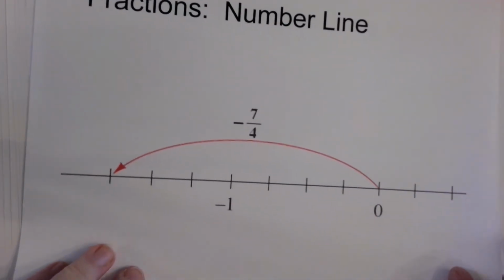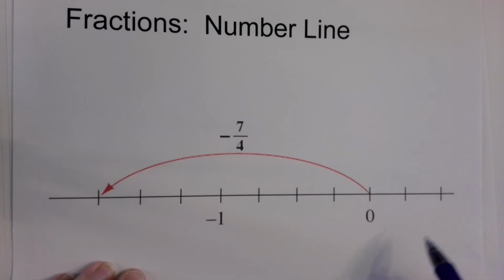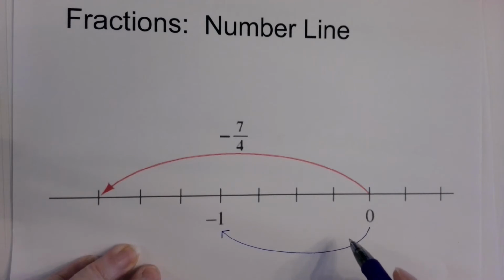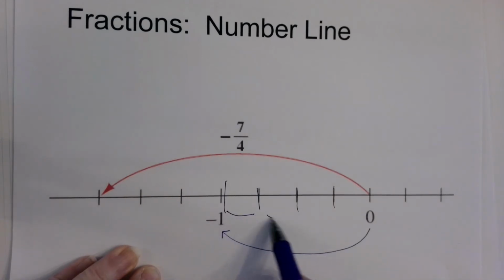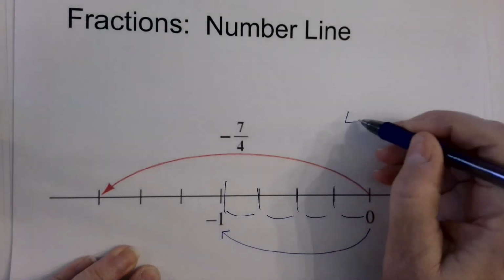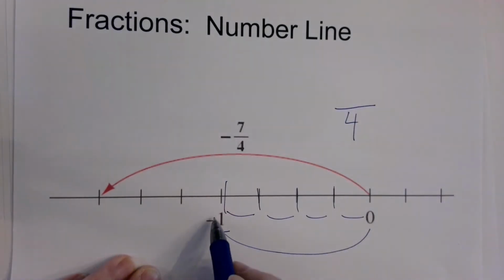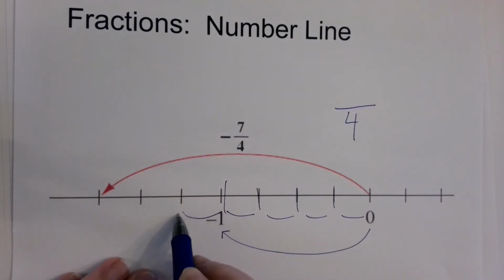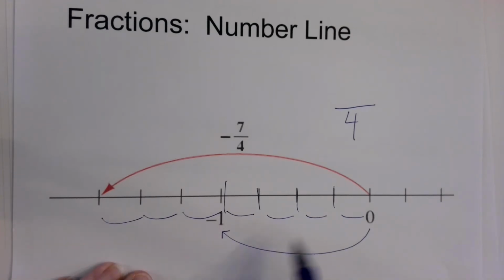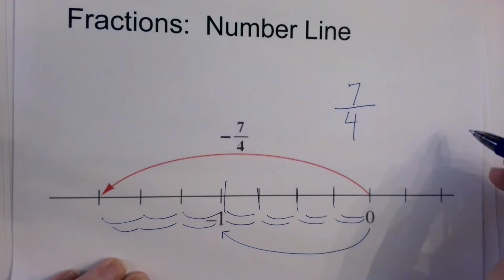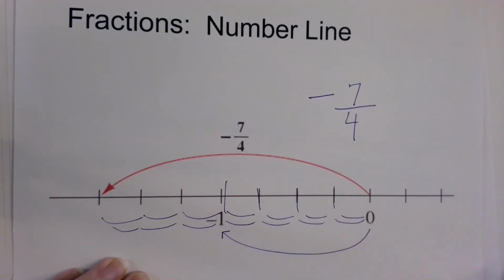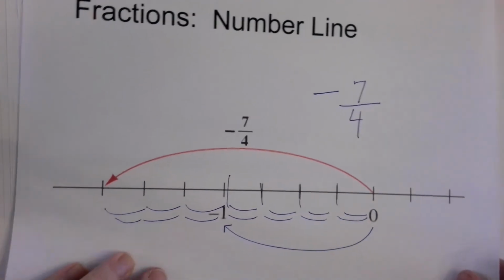The fourth way of representing fractions is with a number line. I've taken from 0 to -1 and chopped it into how many pieces? 1, 2, 3, 4 pieces. So the bottom of my fraction will have a 4 on it. And then this is the same length, 1, 2, 3. How many of those little pieces do I have? 1, 2, 3, 4, 5, 6, 7 of those pieces. And because I'm going backwards, it's a -7/4. That's a way of representing fractions on a number line.